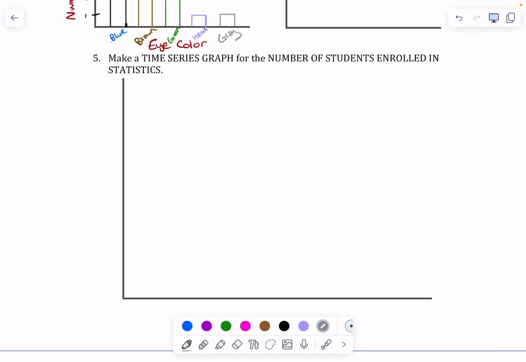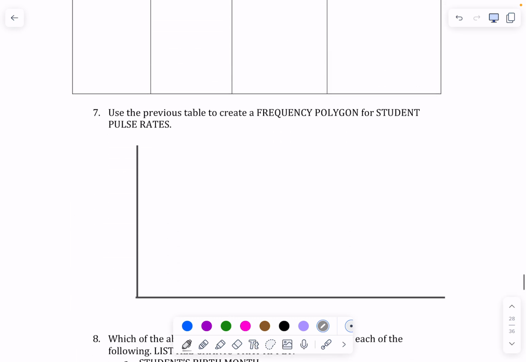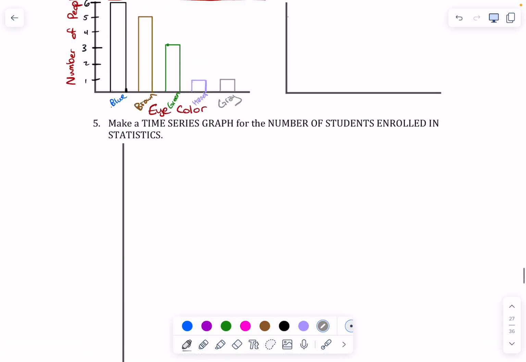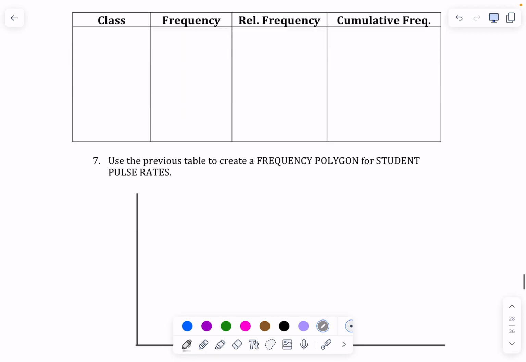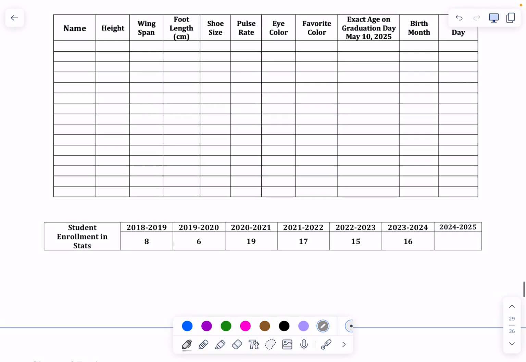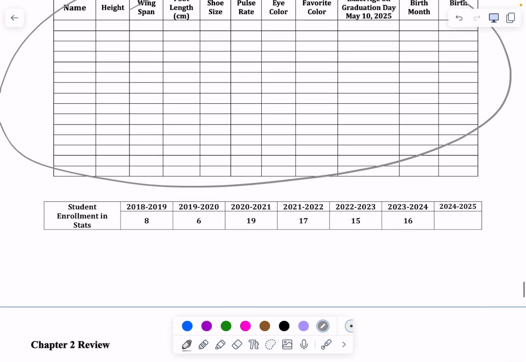Okay, time series. How do I do a time series for the number of students enrolled in stats? Do you guys have a thing for that? No, I have to give that to you. Number of students enrolled in stats. Do you see this paper right here? You already have this filled in, right? But do you see this paper that comes after it? It's right before chapter 2.